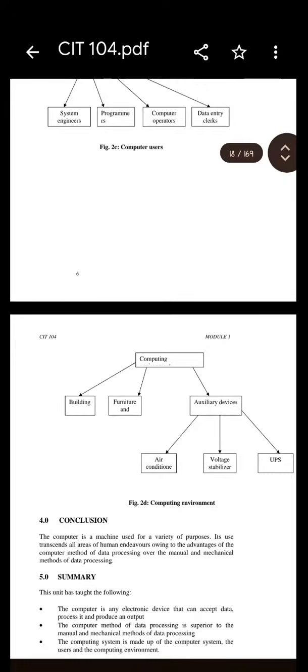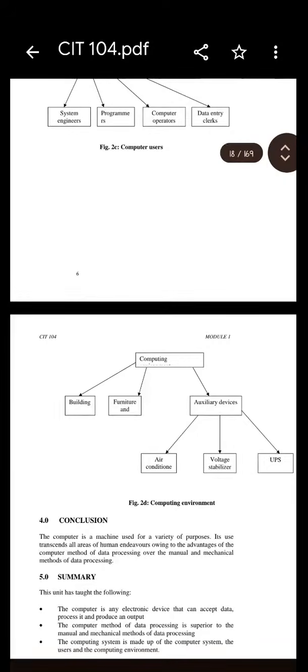So auxiliary devices are like equipment that are not computers themselves. They are not necessarily computers, they are just attached to the computer to help the computer stay active. Understand? They're just there to aid the computer processing to be efficient. I hope you understand what I'm trying to say. They make the running of the computing environment smooth, not just their own running. Now, an example is the air conditioner.